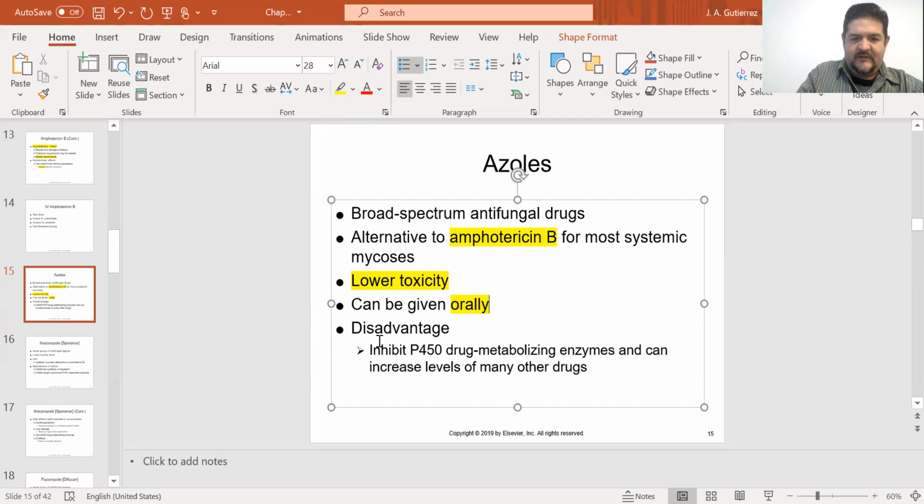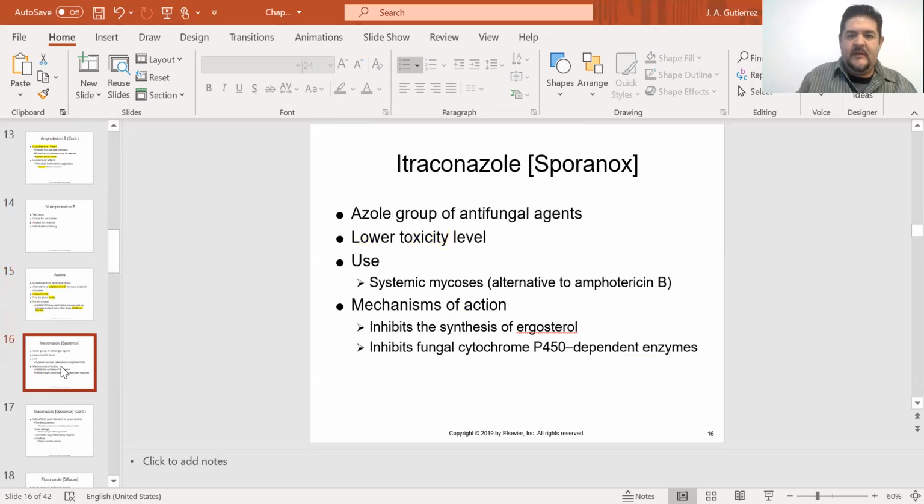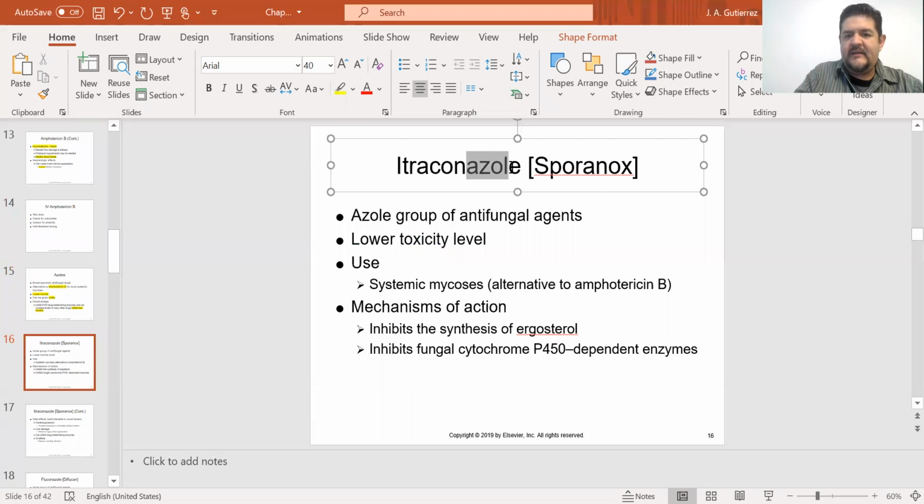The only problem is here, it says here, inhibits P450 drug metabolism enzymes. In other words, the azoles inhibit liver function. That's the problem with this group of drugs. So if the patient is taking other drugs, we're gonna see increased toxicity from the other drugs because the liver is unable to deactivate those drugs, biometabolism. So regarding the azoles, all the medications in this group end in azole.